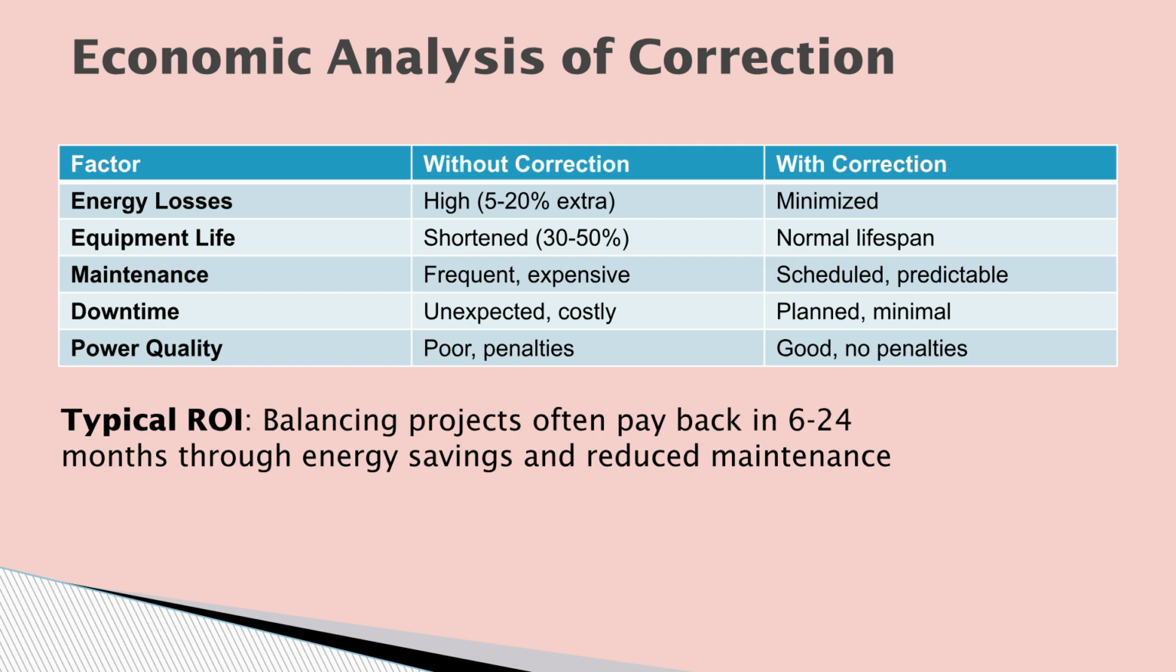Economic analysis shows that correction minimizes energy losses, restores normal equipment lifespan, and makes maintenance scheduled and predictable. Downtime becomes planned and minimal, and power quality improves, avoiding penalties. ROI is typically 6 to 24 months.